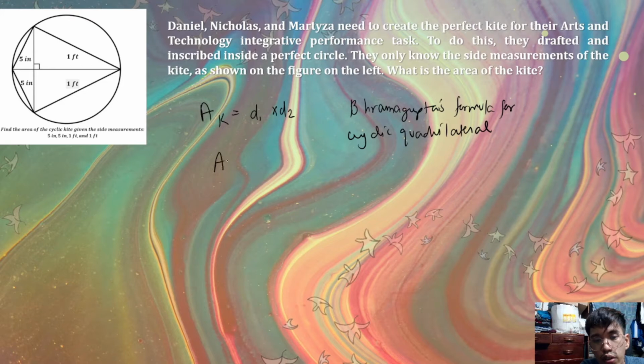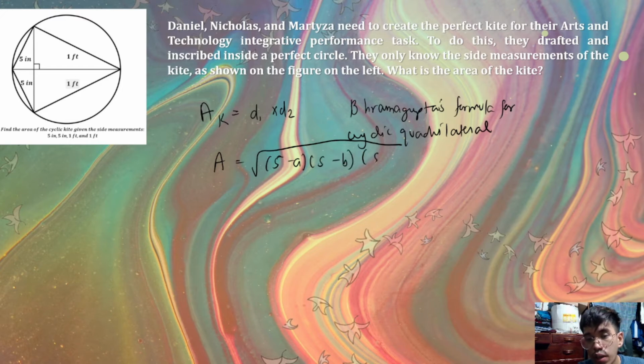The area of any cyclic quadrilateral is equal to the square root of the semi-perimeter minus the first side, multiplied by the semi-perimeter minus the second side, multiplied by the semi-perimeter minus the third side, and the semi-perimeter minus the fourth side.